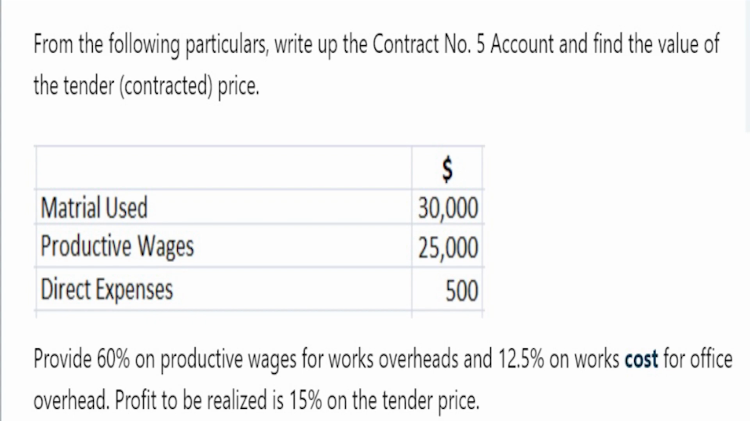In our additional information, they provide 60% on productive wages for works overhead and 12.5% on works cost for office overhead. So profit to be realized is 15% on the tender price. Fine. Let's now go to the solution of it.